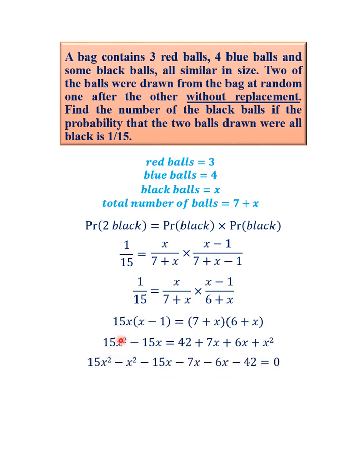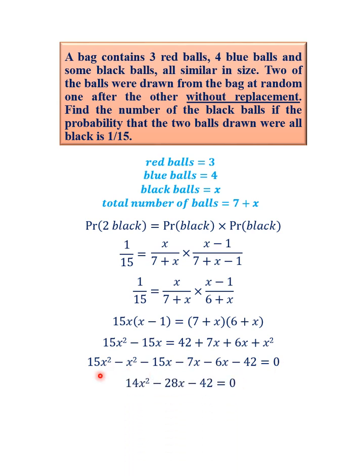We have 15x squared. x squared crosses over to become minus x squared. We have minus 15x here. Plus 7x crosses over to become minus 7x. Plus 6x crosses over to become minus 6x. 42 crosses over to become minus 42 and is equal to 0.